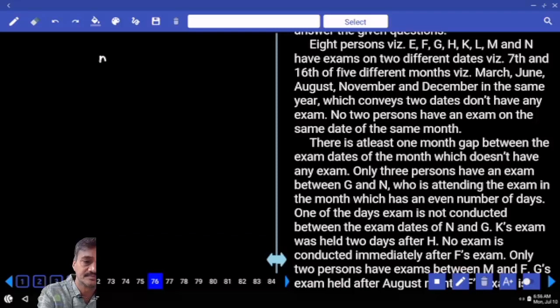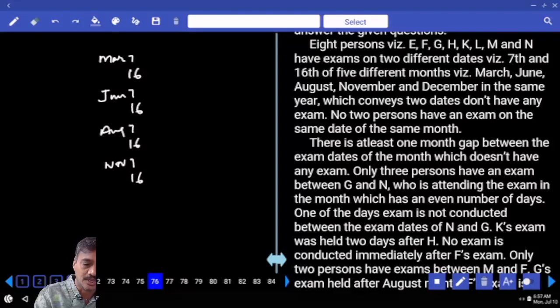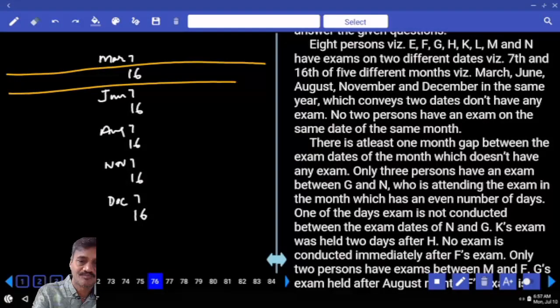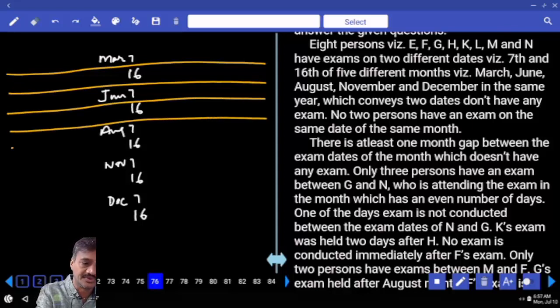March. In March, what are the dates in March? 7th and 16th. March 7, 16. And next one, June, August, June 7, 16. August 7th and 16th. August 7, 16. November and December. November 7 and 16. And finally, December 7 and 16. Clear? Now, altogether these are the 5 months we have, and 5 into 2, 10.